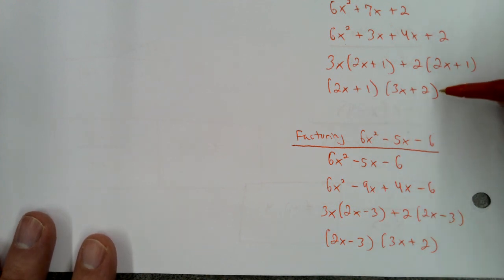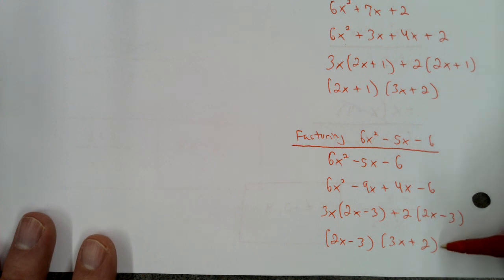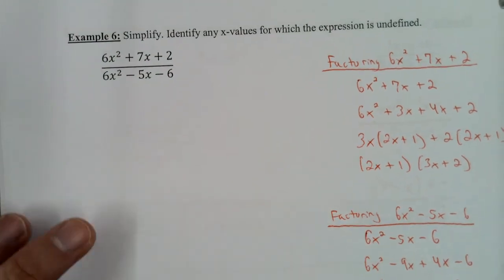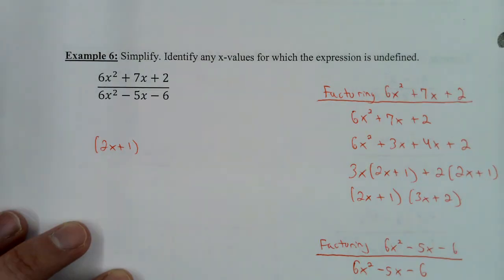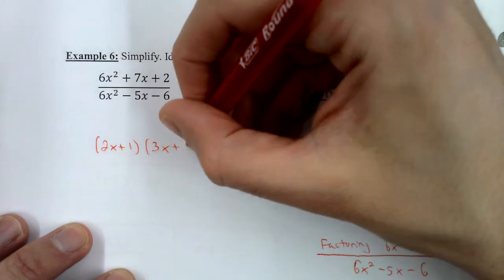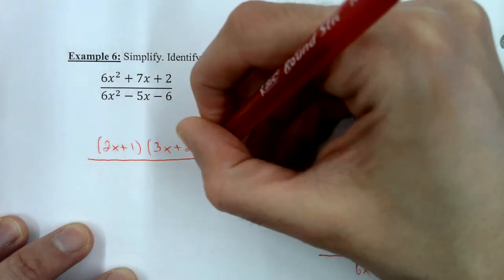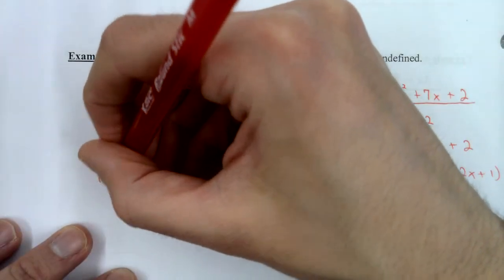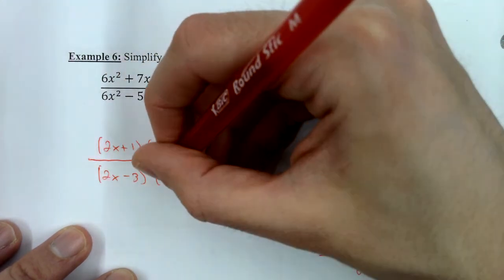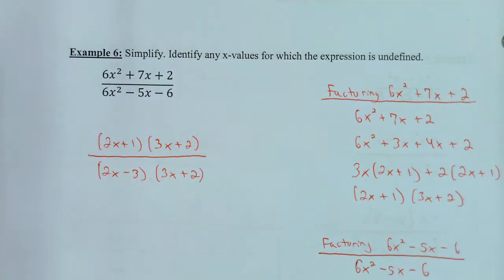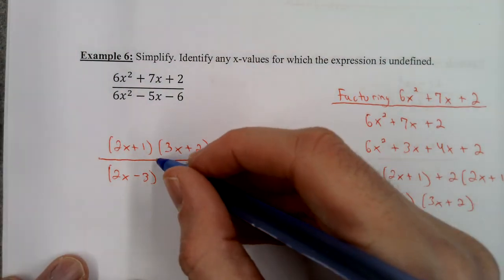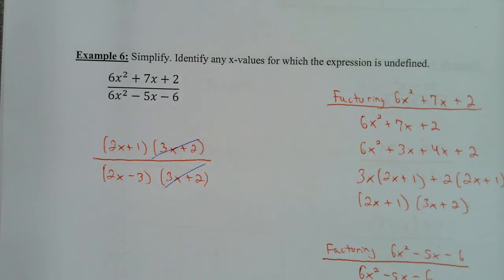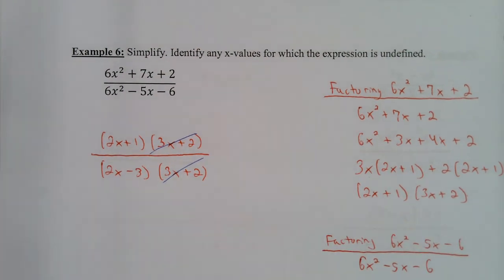So this is going to be my new numerator, and this will be my new denominator. So let me go and rewrite those. Divide out the common factor of 3x plus 2. And it leaves you with 2x plus 1 times 2x plus 1 over 2x minus 3.